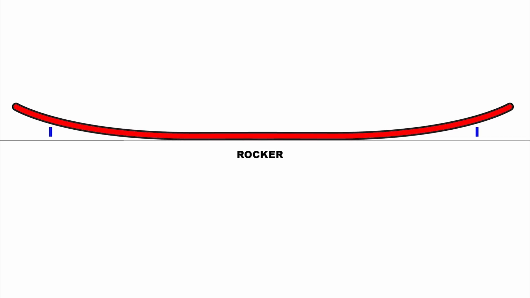The rocker, also known as reverse camber, is, as the name suggests, the opposite of a camber. The tip, instead of being bent down, is bent up ever so slightly. It's very hard to demonstrate on the type of skis that we have in our stock. The tip is lifted up to ease initiation of turns.